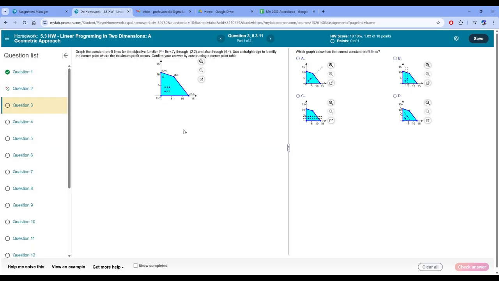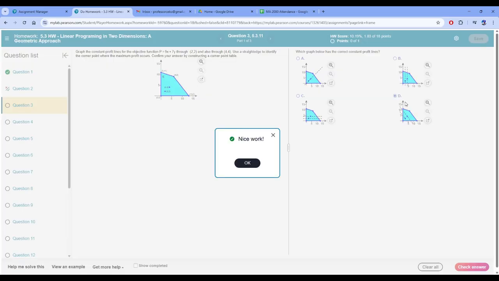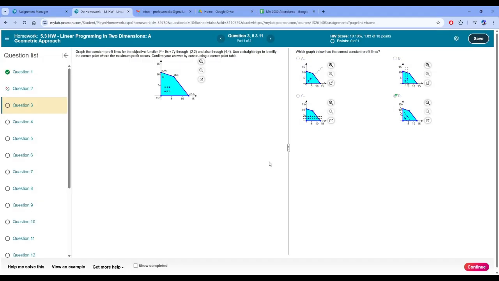Alright, so then is it always like that? Got it. It's always going to be like that. Alright. So then this is going to be the same exact points, right? What are the coordinates of the corner points where the maximum profit occurs? What's my equation? 9x, 7y.